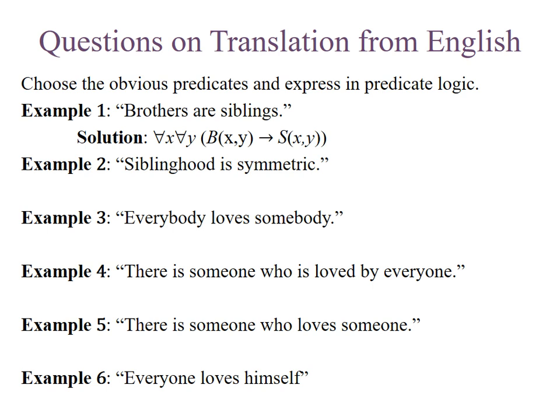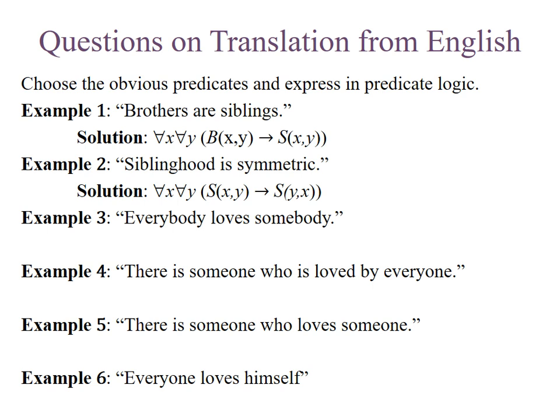So next, siblings is symmetric. I and you, we are siblings. You and I are siblings too, right? So if you switch the order of x, y, they're also siblings. And we can have for all x for all y, if x and y are siblings, then y and x are also siblings.